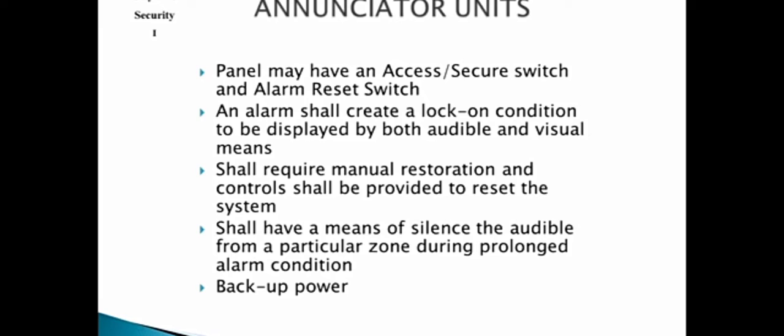All alarm systems should have backup power, either battery or a generator or something. All alarm systems should be one of the primary systems that comes back online for emergency operation. Okay?